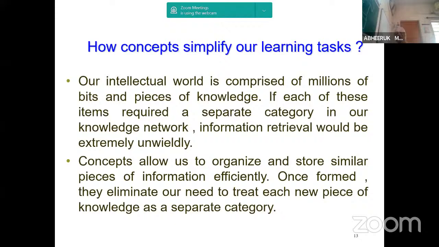Okay, what are the facilities? How were all the facilities? How many classrooms are there? What are the hostel facilities? These are all categories. So this way, this information is very easy to remember. Suppose hostels: in our school, how many hostels were there? How many classrooms are there? So the intellectual world is comprised of millions of pieces of information. If they are categorized, it is much easier to remember and to retrieve the information. Otherwise, it will be very difficult.